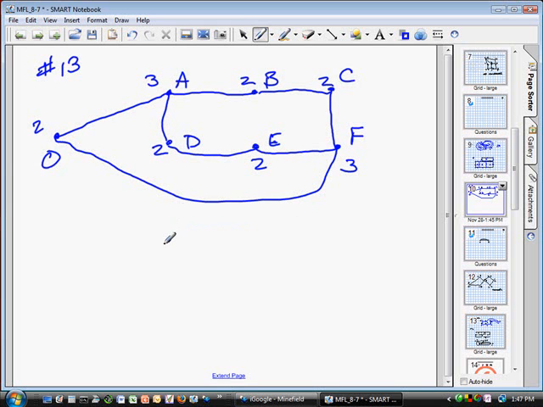2 odd vertices, therefore, it's a go. It's traversable. And that's the end of 13. Any others you'd like to look at? Maybe time for one more?